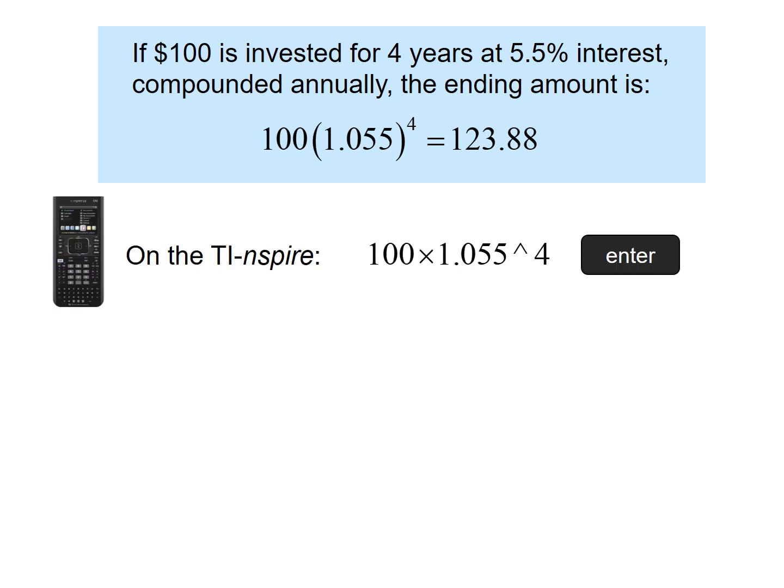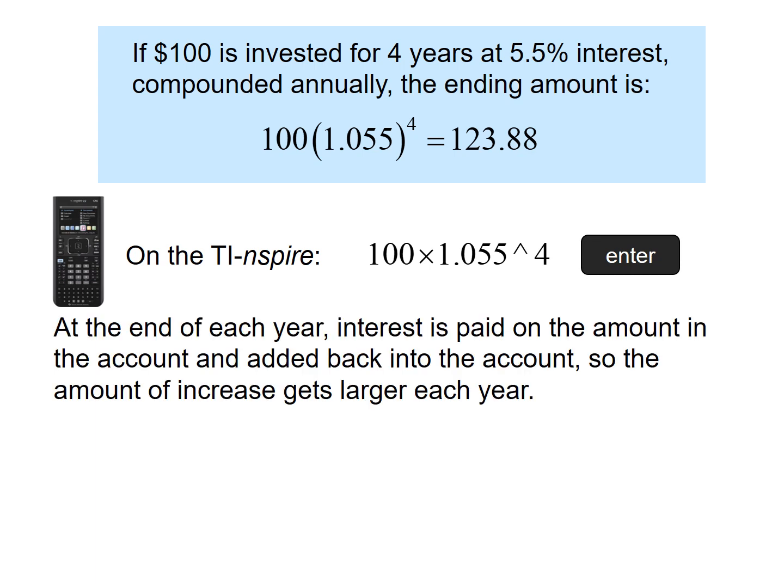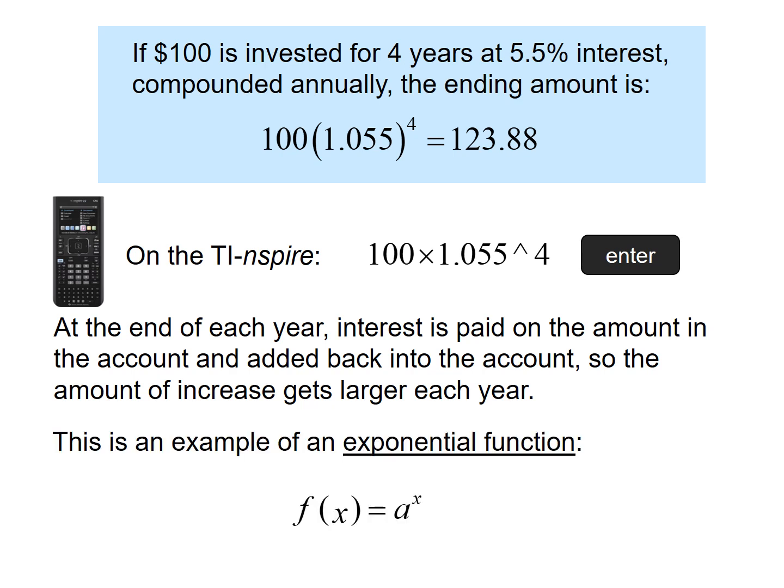On the Nspire, you would type in 100 times 1.055 to the power of 4. So see if you can find all of those keys. In general, an exponential function is of the form a to the power of x.